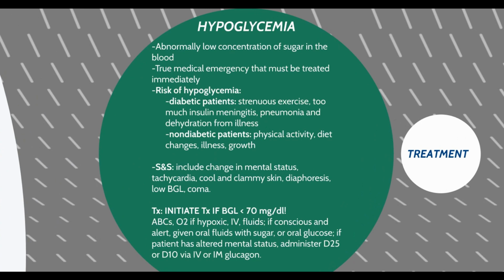Hypoglycemia is described as an abnormally low concentration of glucose in the blood. It's a true medical emergency that needs treatment immediately if it hits all the parameters. Let's talk about two patient populations at high risk of hypoglycemia. First off, diabetic patients. They are at risk whenever they have strenuous exercise, too much insulin given, or something severe like meningitis, pneumonia, or any other illness that may cause significant dehydration.